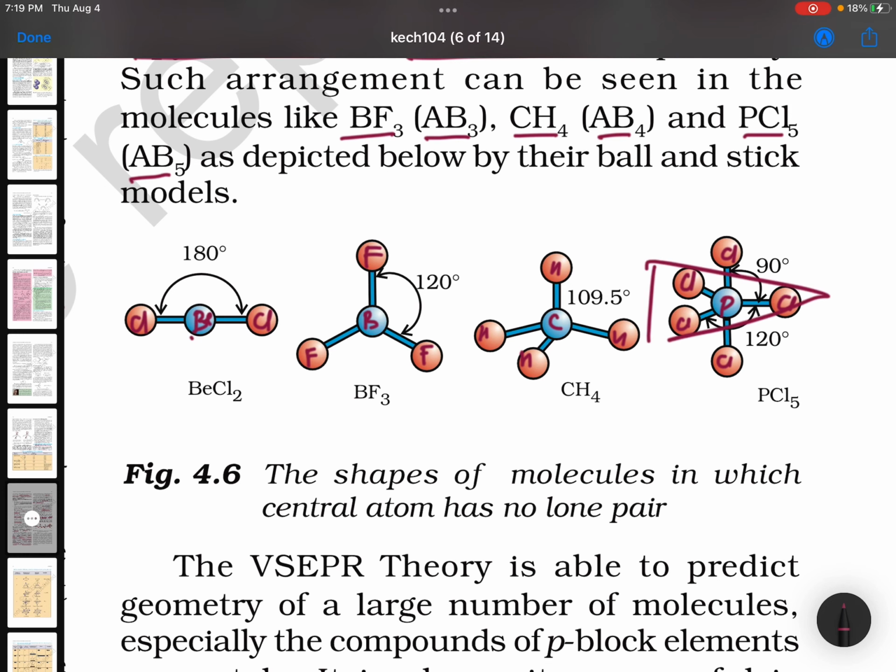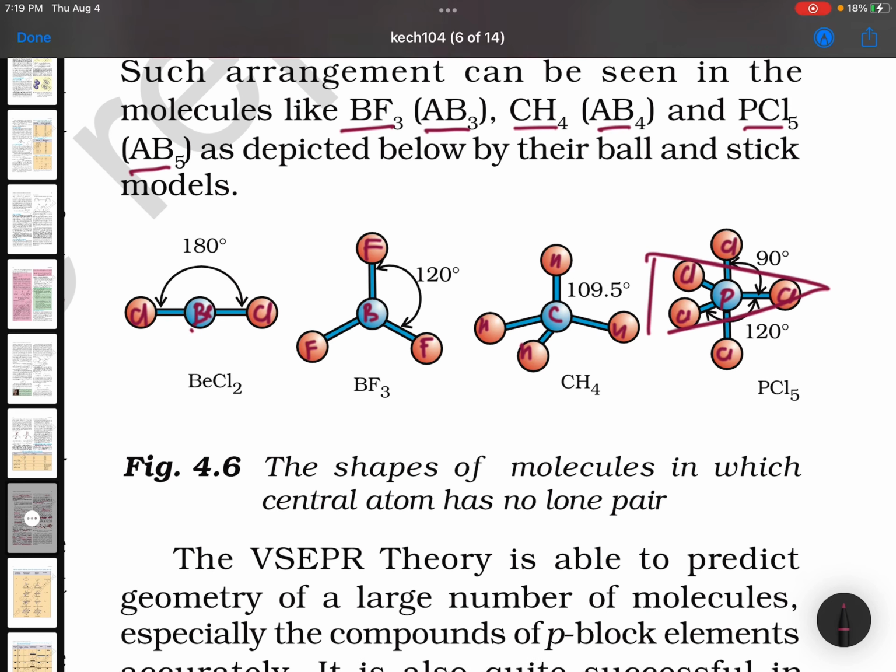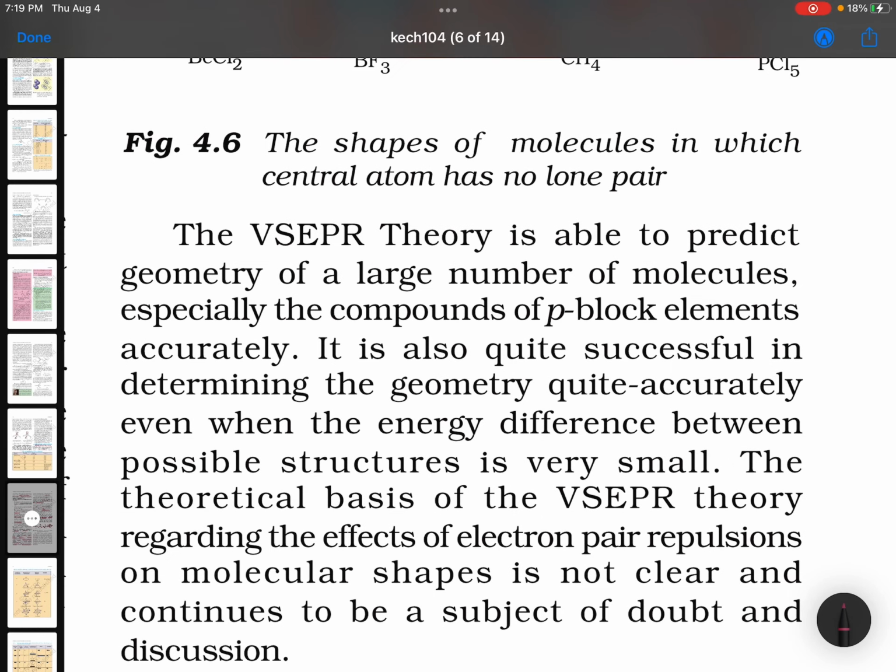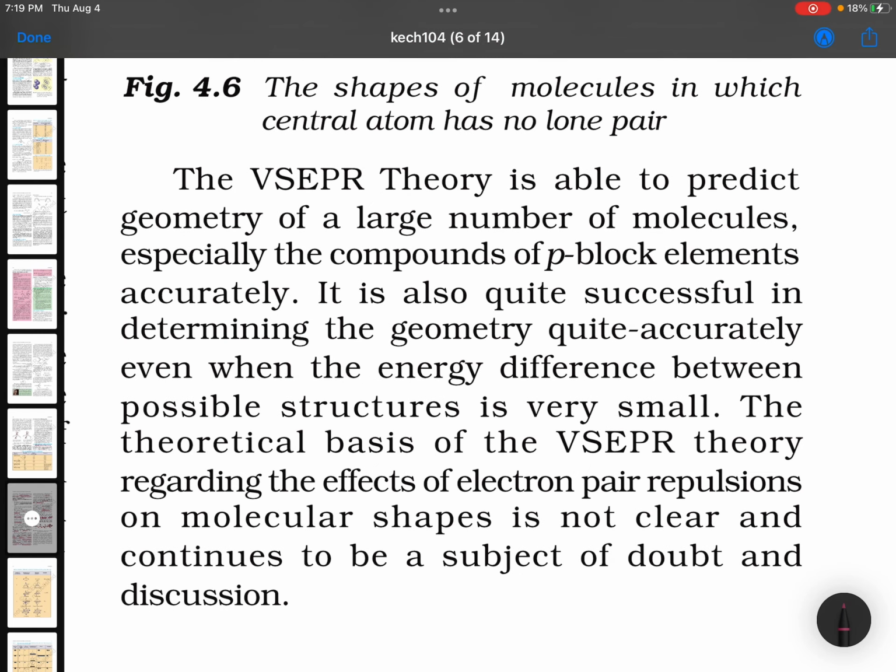These are in the plane, and one is above the plane, one is below the plane. The shapes of molecules in which the central atom has no lone pair, this is the case. The VSEPR theory is able to predict the geometry of a large number of molecules, especially the compounds of p-block elements, accurately. It is also quite successful in determining the geometry quite accurately even when the energy difference between the possible structures is very, very small.